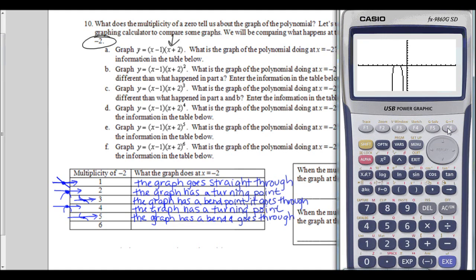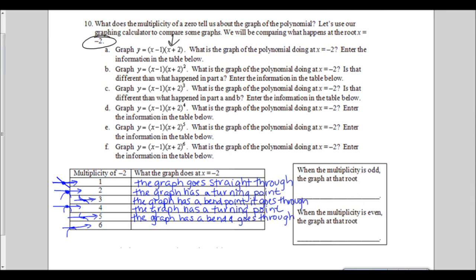I'm just looking at this one, and I know that this is a much sharper turning point, and it's a U shape because the multiplicity was 6. So here's our multiplicity of 6, and again, the graph has a turning point.